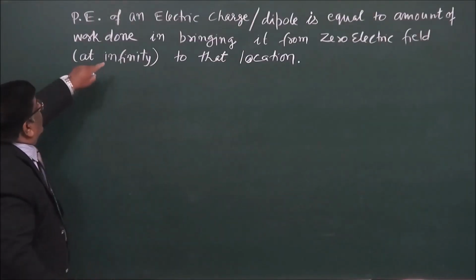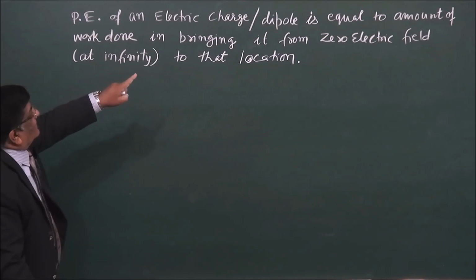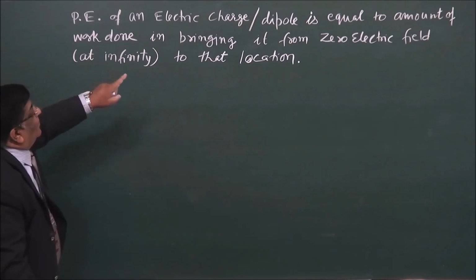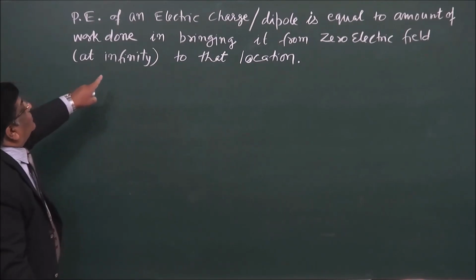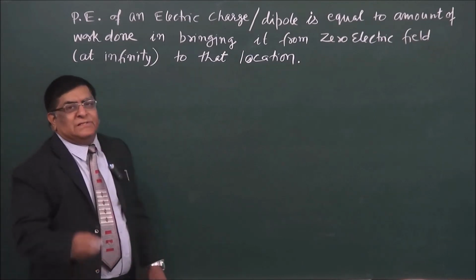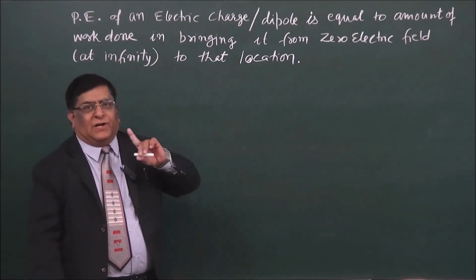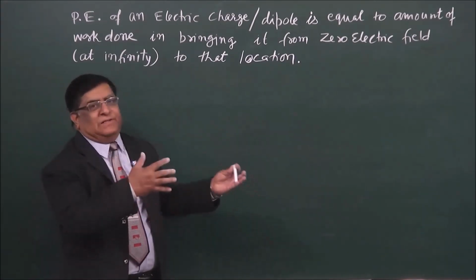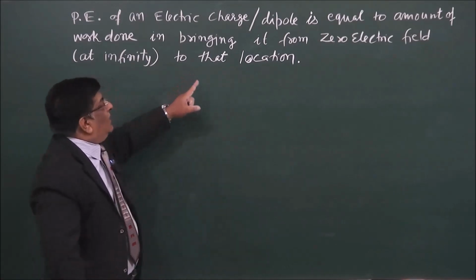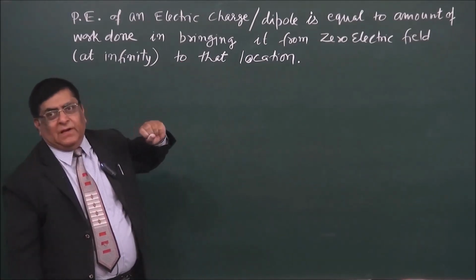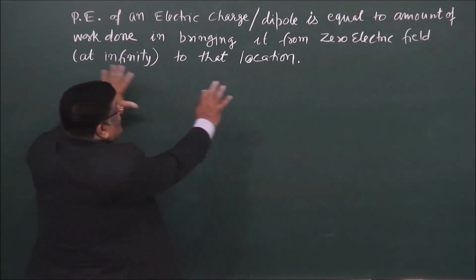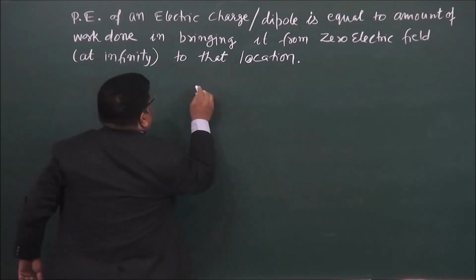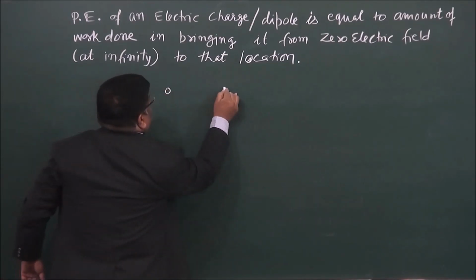The definition of potential energy: the potential energy of an electric charge or electric dipole is equal to the amount of work done in bringing it from zero electric field to that location. This is the same potential energy definition which is applicable to any field, whether it is a gravitational field or an electric field. Okay, so what does it mean actually? It means there is a space, in this space there is an electric field, and there is a dipole we observe here.